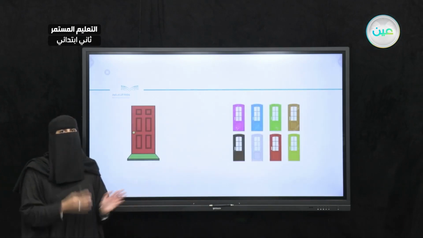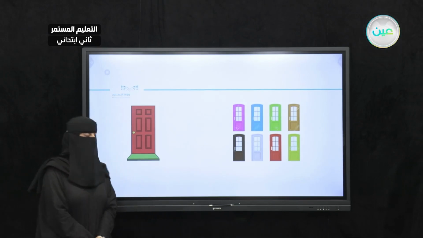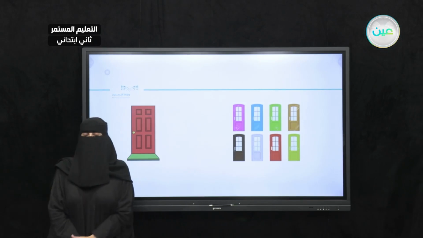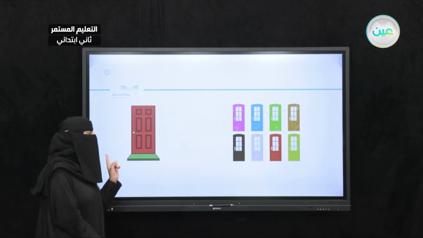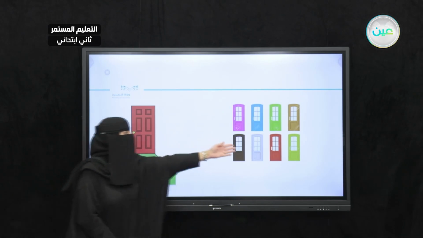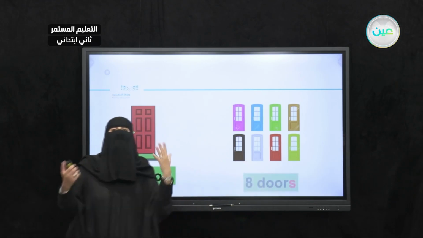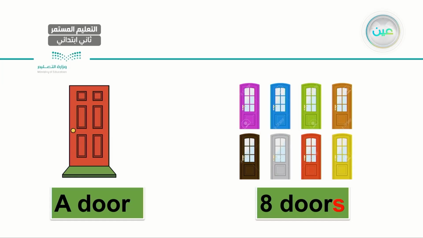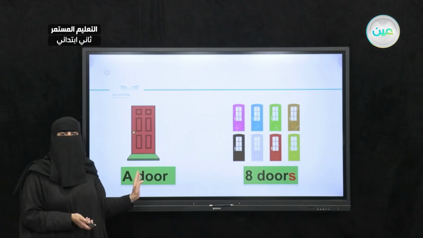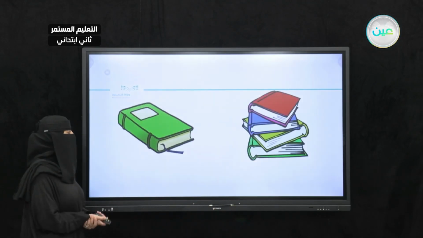Now, let me talk about the items that we have in my classroom. Again, you will find this at page 22. To your left, how many doors can you see? I can see a door, one door. But how many doors can you see? 1, 2, 3, 4, 5, 6, 7, 8 doors. I can count 8 doors. It's ending in S because it's a plural. So again, I have a door, I have 8 doors. Very good.